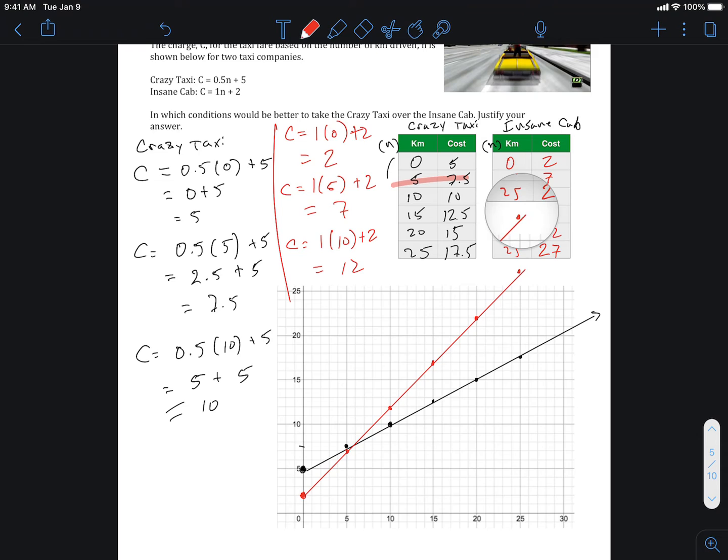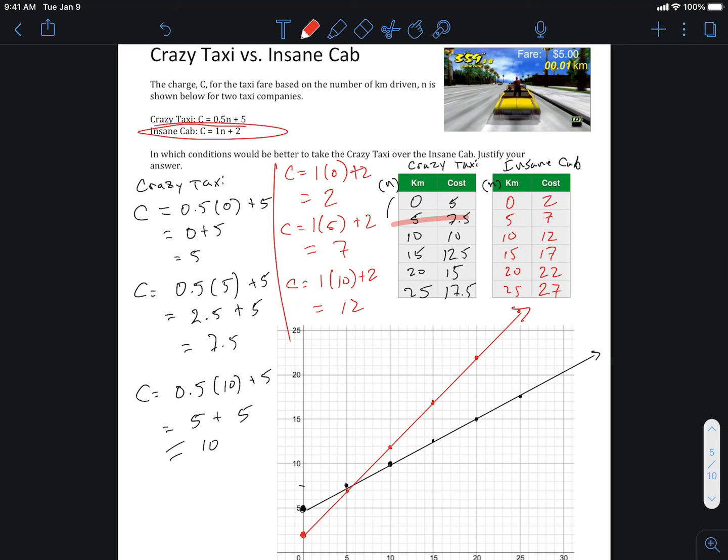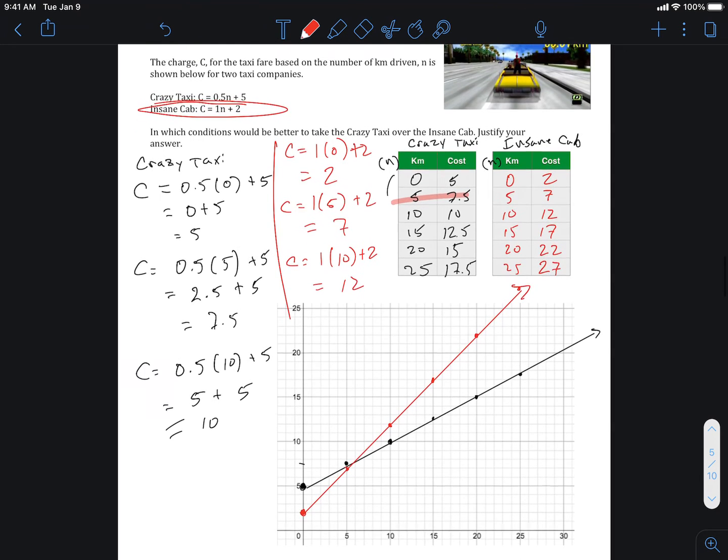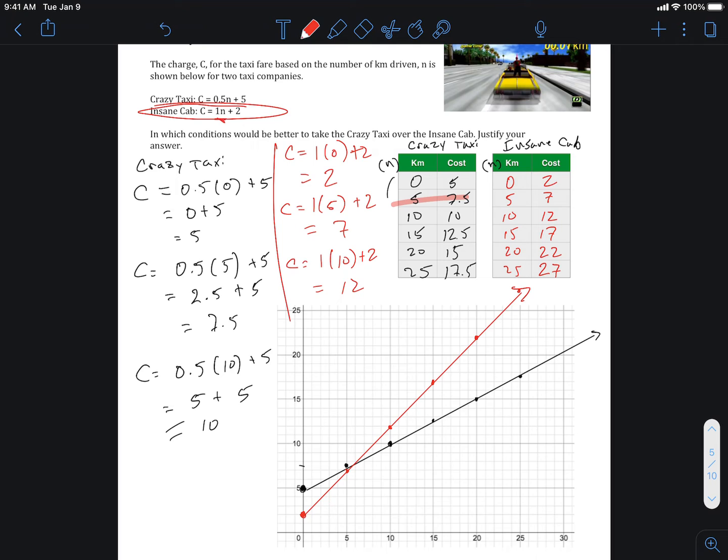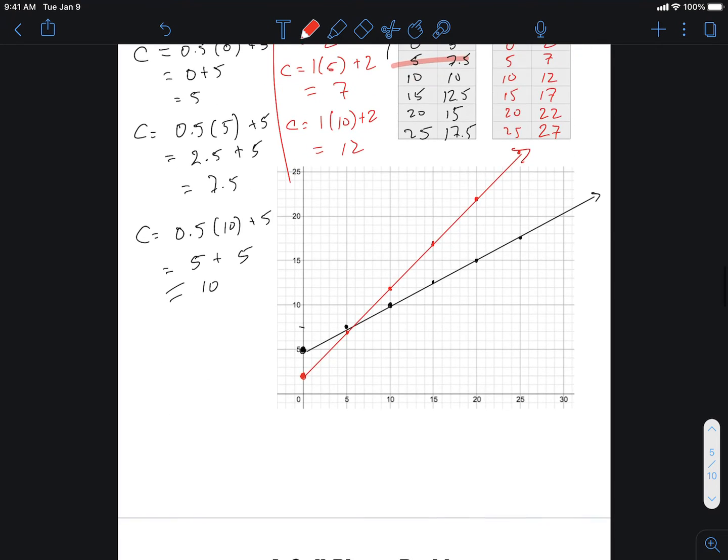Although I think a lot of us would be tempted to choose just based on looking at the equations, I was going to choose Insane Cab because it looked cheaper, right? The fact of the matter is they're charging you twice as much to drive around, which starts to get expensive real quick, right? So there are some instances here in which one is better than the other, though, right?